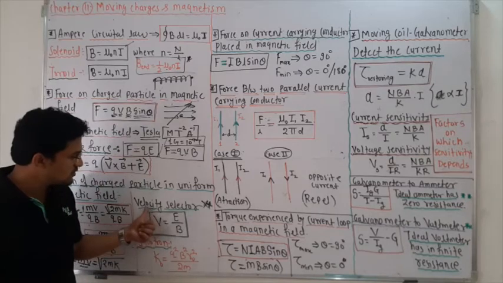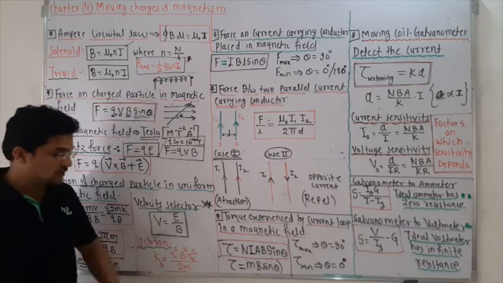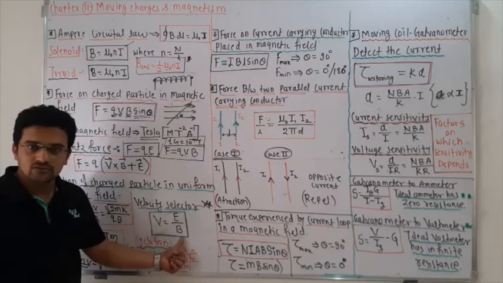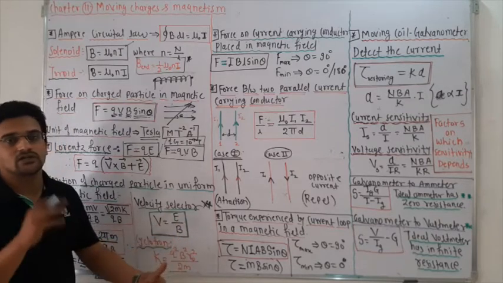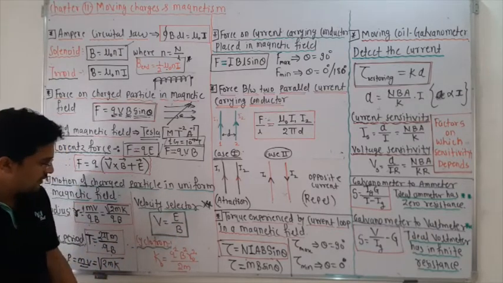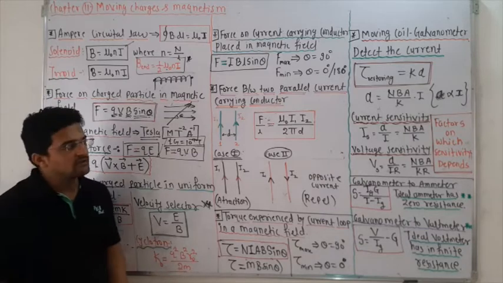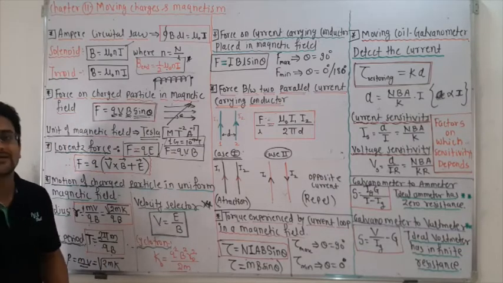So this is known as a velocity selector. If the velocity differs from this selected value, then the charged particle is definitely going to be deflected.